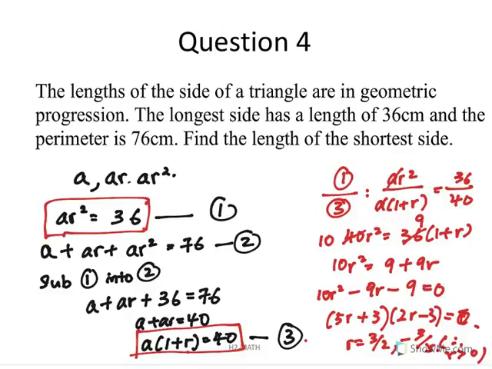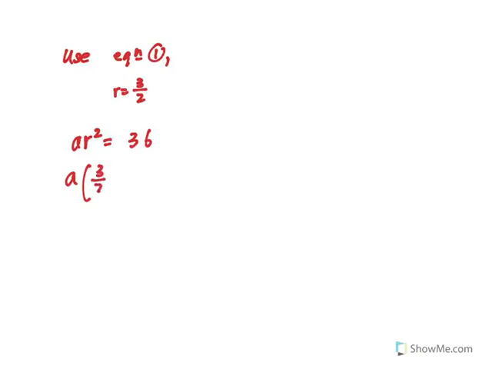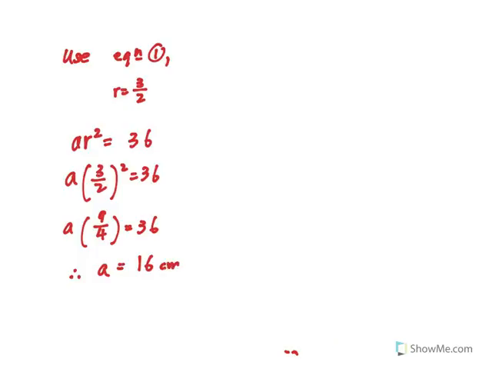Given that R equals 3 over 2, we can use equation 1 and sub in AR square equals 36, so A times 3 over 2 squared equals 36. This means A bracket 9 over 4 equals 36, and therefore A equals 16. So the length of the shorter side is 16 cm.